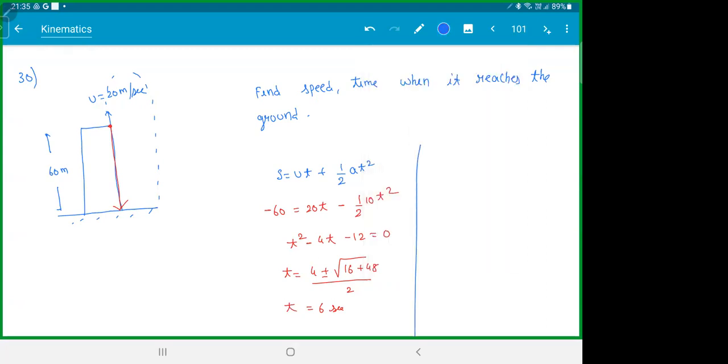How did we get 10? Did I mess up something? Displacement is negative. Don't forget it. Your starting point is always the origin. No matter how much you go up and come down, this is your initial, this is your final. Displacement is pointing downward. It is minus 60. U is plus 20 because it is up and a is minus 10. Using the equation v square minus u square is 2as: v square minus 20 square is 2, acceleration minus 10, displacement minus 60. That would be 400 plus 1200, 1600, so v is 40 meters per second.